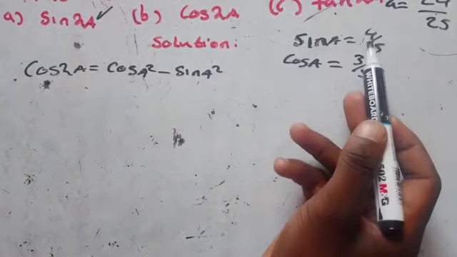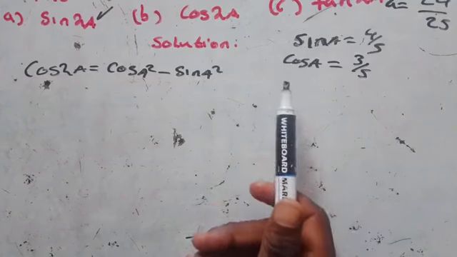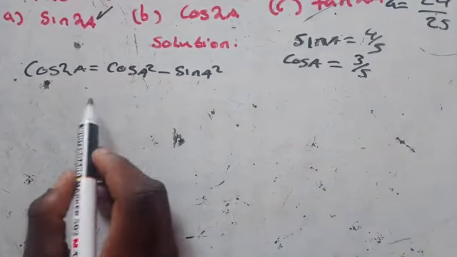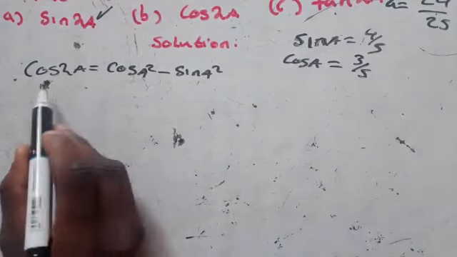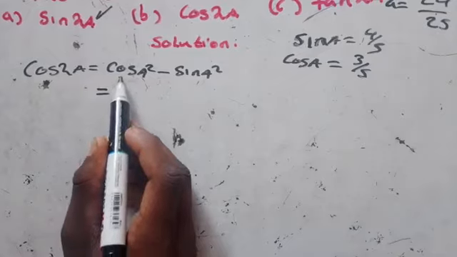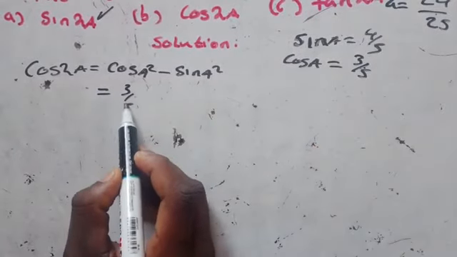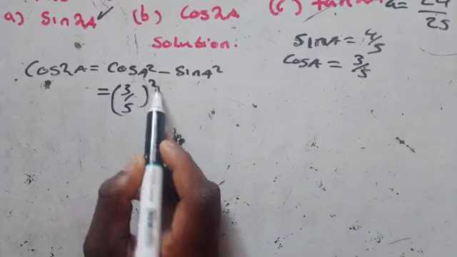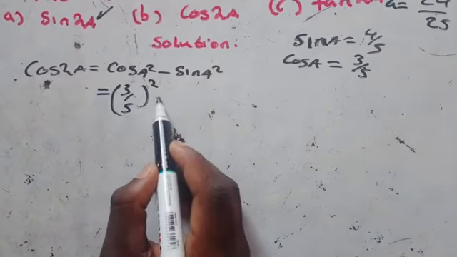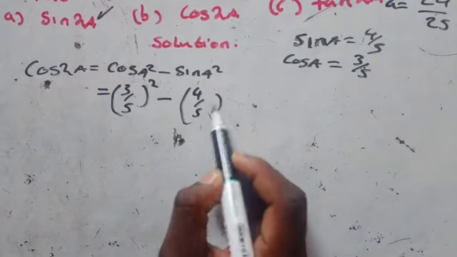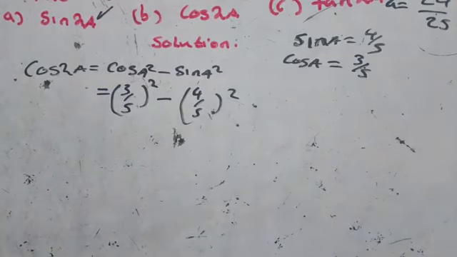So we have sin A, which is 4 over 5. We also have cos A, which is 3 over 5. We can just replace in this identity which we have. So we're going to have cos 2A is equal to cos A squared. Where there is cos A, we'll replace this, so 3 over 5. Remember it's squared, so don't forget to square. Minus sin A, which is 4 over 5. You also square this.